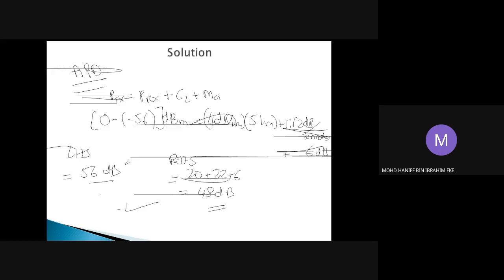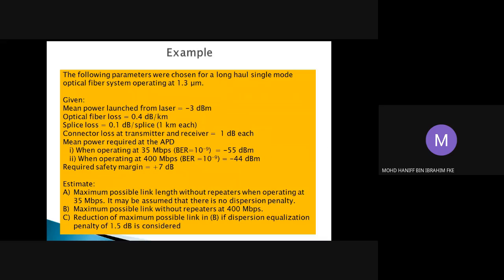But the pin photodiode, from what we have done just now, cannot be used as a receiver, since the channel loss and the system margin is larger than the difference between the transmit and receive power. Okay then, that should be the solution for question number 2.